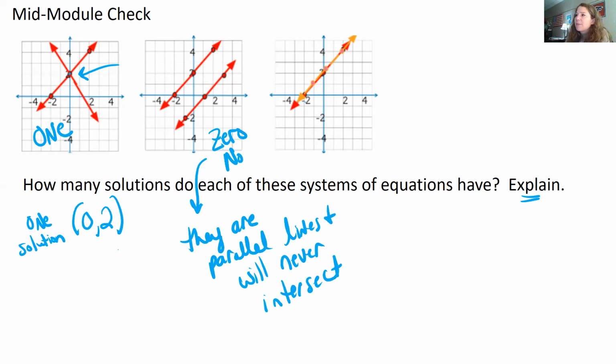And then the last one is the picture of a red line, and then on top of it is an orange line. Well, two equations that lie on top of each other means that there's an infinite number of solutions, or infinitely many solutions, because every single point on each line they have in common. So there's no limit to how many solutions are part of that solution set. I hope that makes sense, you guys.